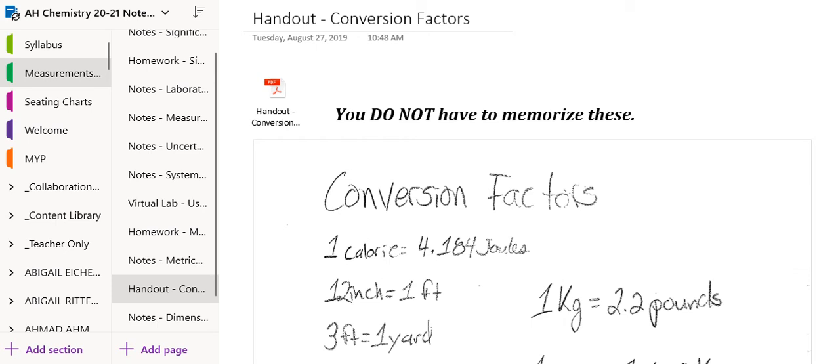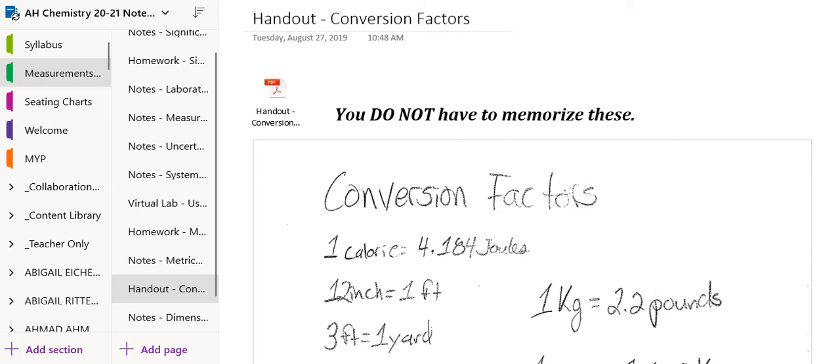So if you look on OneNote, you'll notice the tab that I'm on right now says Handout Conversion Factors. For lack of better words, I couldn't really think of anything else to call it but a handout, because it's normally something I would print off and give to you, but paper's not a thing anymore. So the handout's here, and really, it's probably easier to have it here because you'll know where to look for it. You won't have to flip through a binder. You'll have it any time you're looking at OneNote.